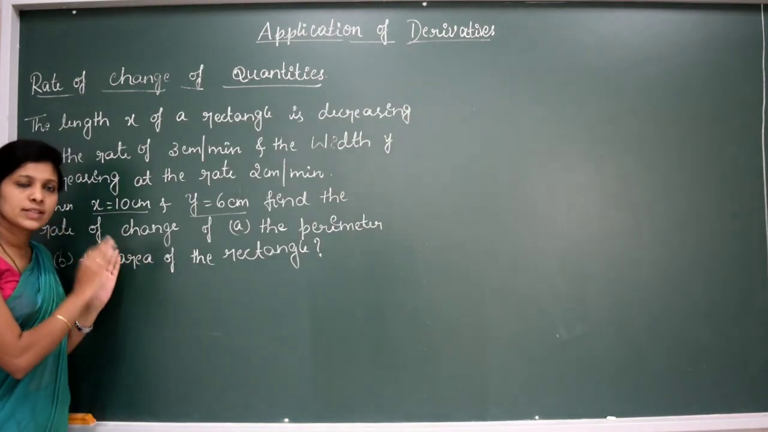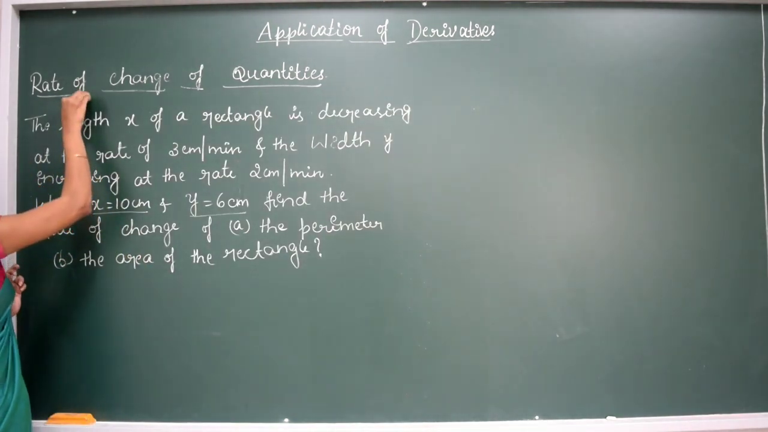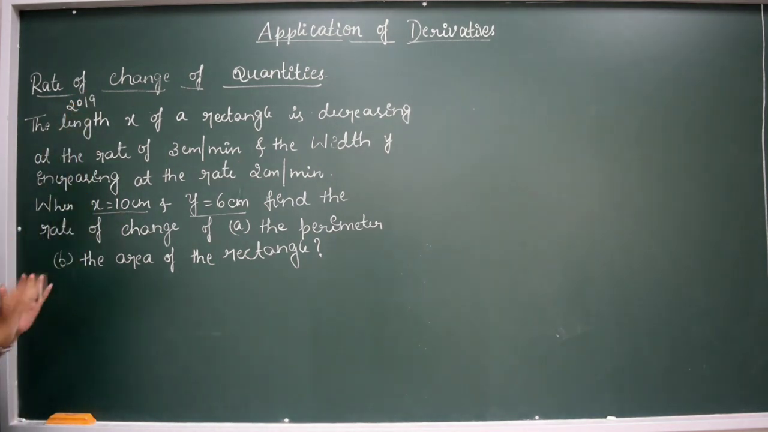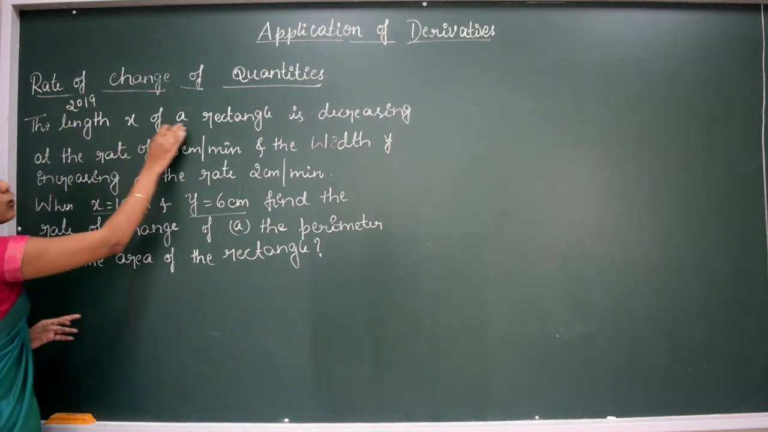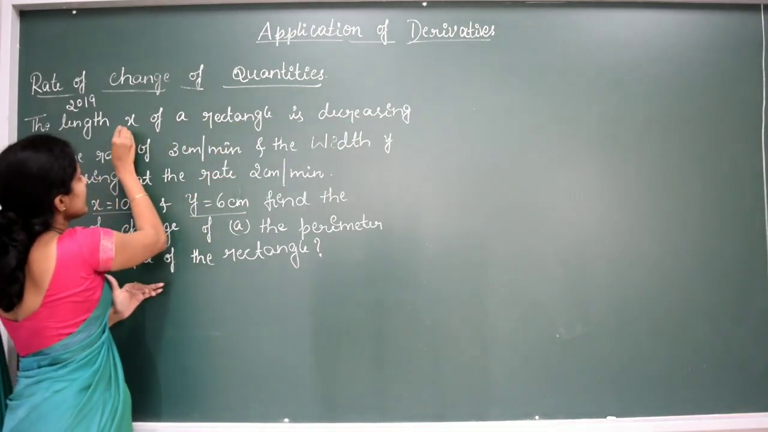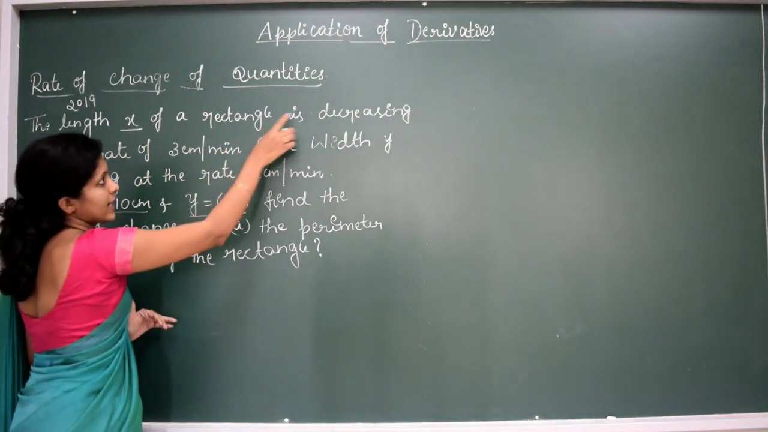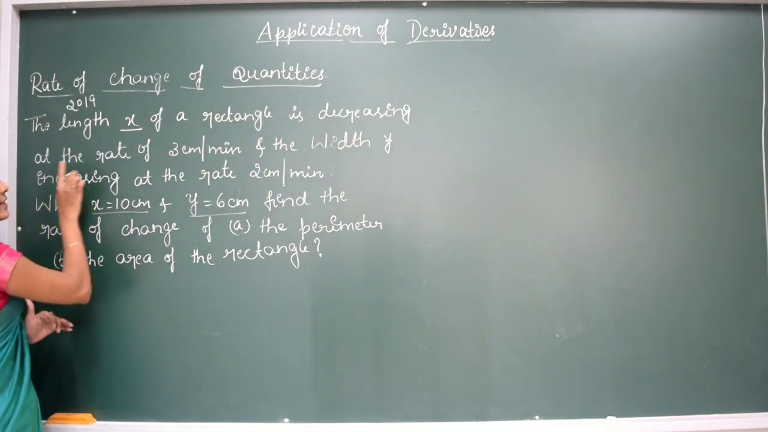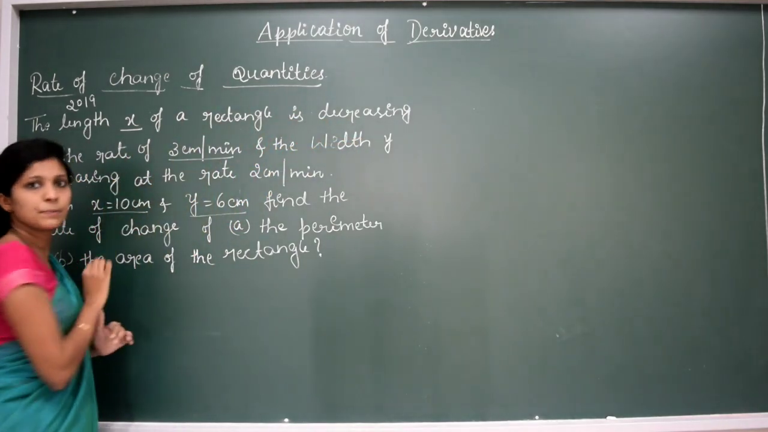See, this problem was asked in the 2019 final paper. We'll see the question. The length x of a rectangle. So this problem is based on the rectangle. The length x of a rectangle is decreasing at the rate of 3 centimeter per minute.